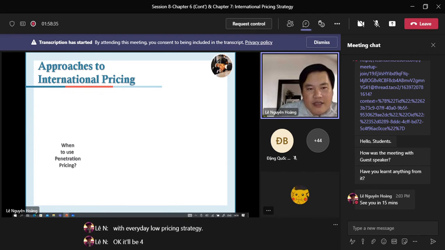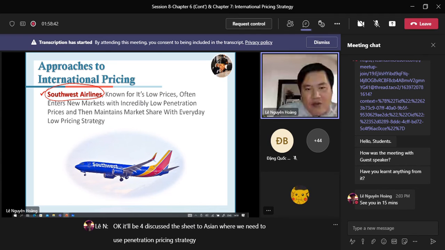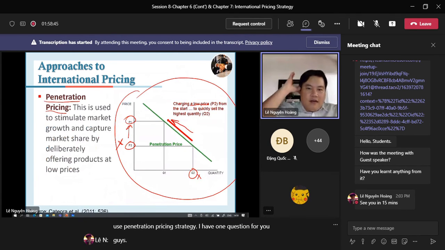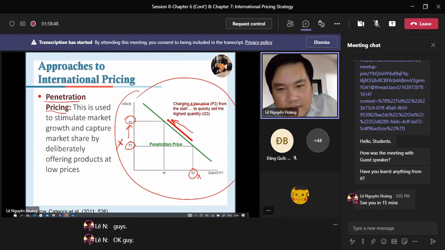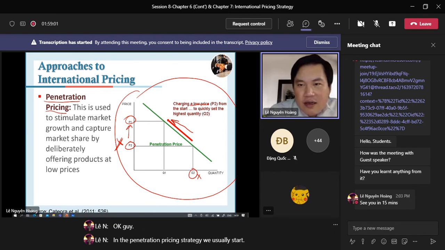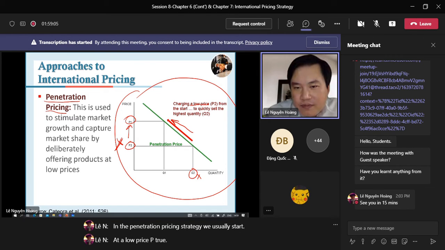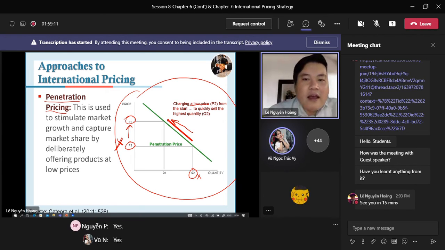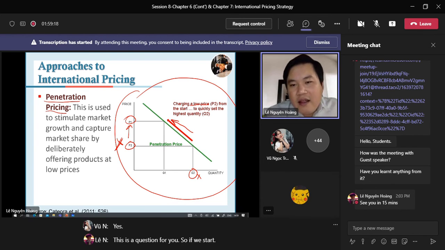Before we discuss the situations when we need to use the penetration pricing strategy, I have one question for you guys. In the penetration pricing strategy, we usually start at a low price, P2. Is it clear, guys? Yes. Okay, and this is a question for you. If we start at a low price, how can we make a profit?